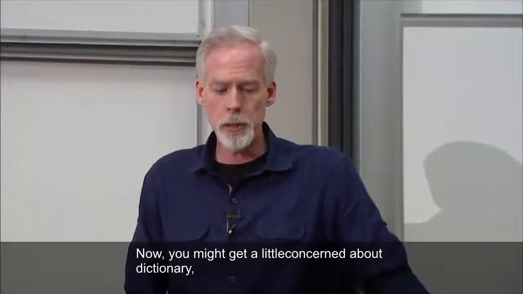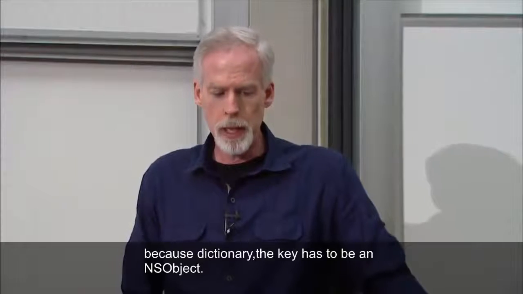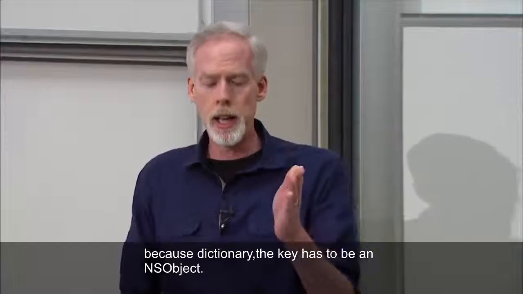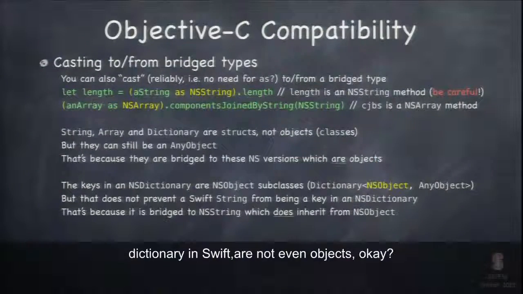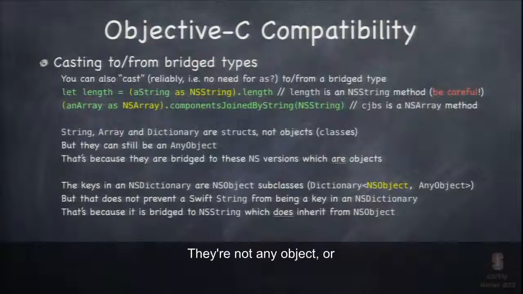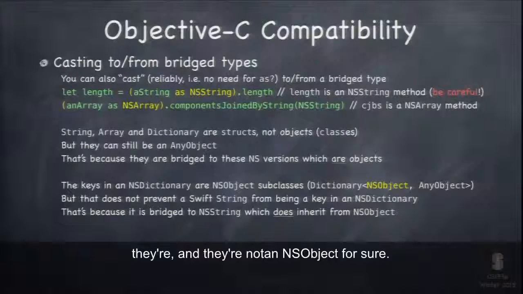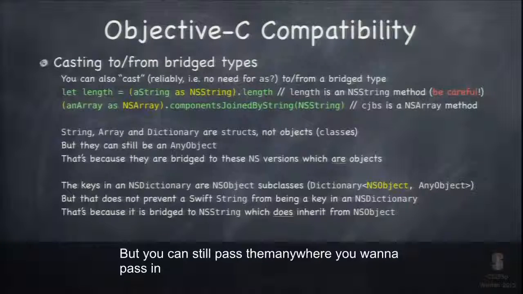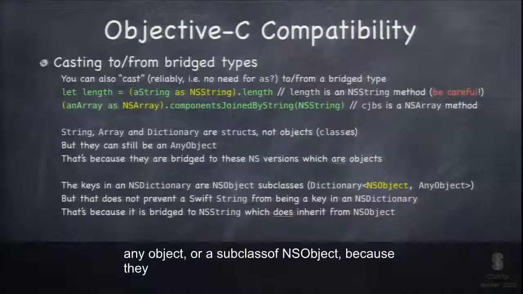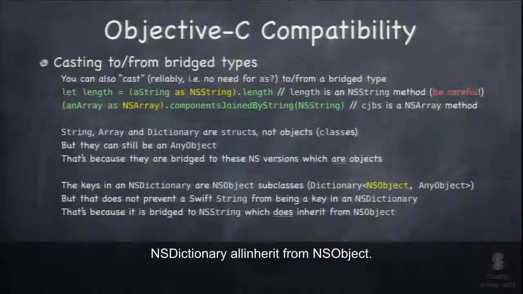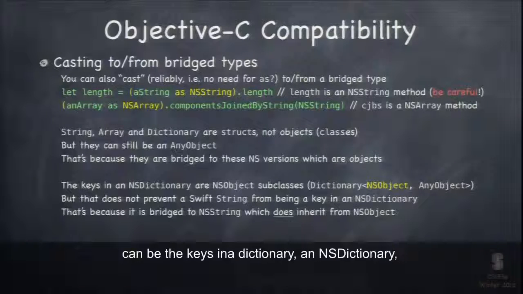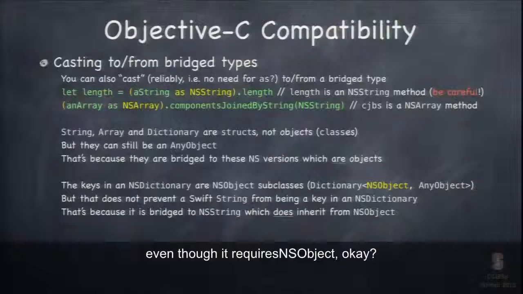Now, you might get a little concerned about NSDictionary, because the key has to be an NSObject. And of course, we know that String, Array, and Dictionary in Swift are not even objects. They're not AnyObject, and they're not NSObject for sure. But you can still pass them anywhere you want to pass an AnyObject or a subclass of NSObject, because they are bridged to classes that inherit from NSObject, because NSString, NSArray, and NSDictionary all inherit from NSObject. So that means Swift Strings can be the keys in an NSDictionary, even though it requires NSObject, okay?